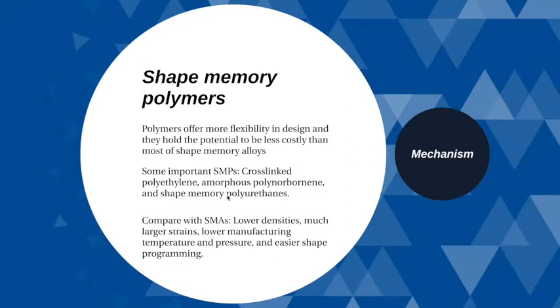The important polymers here are the cross-linked polyethylene and amorphous polymers, primarily polyurethanes. And this is why we choose the polymers over the alloy. The density is much lower, with larger strains, so it can undergo really elastic or plastic deformations. The manufacturing process is much cheaper, with lower energy, lower pressure, and it is easier to train or program.